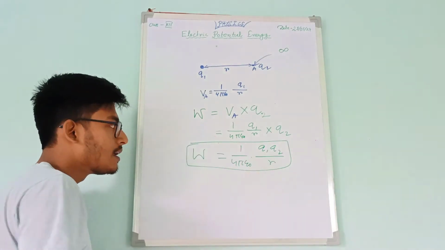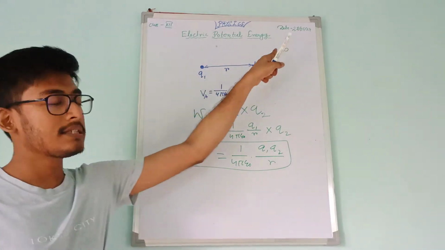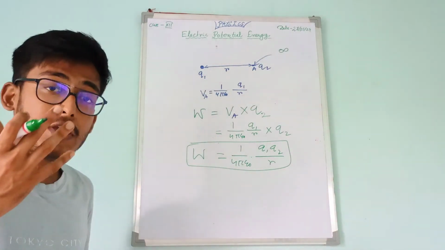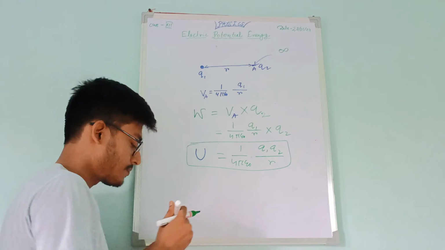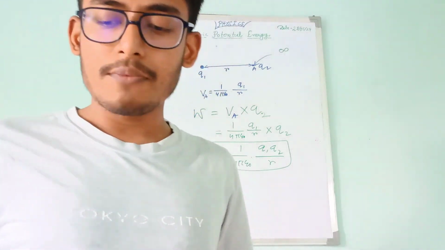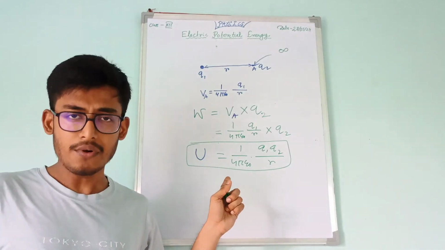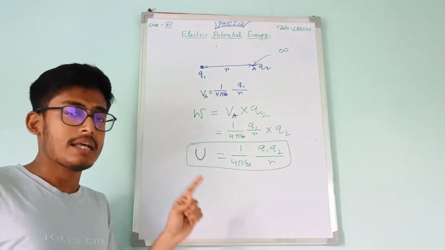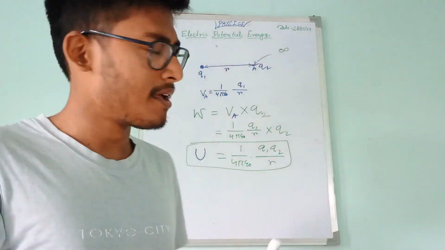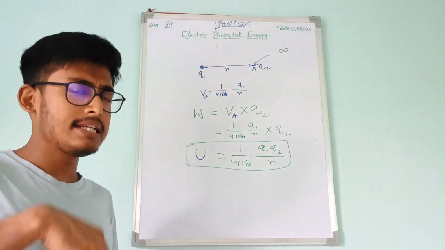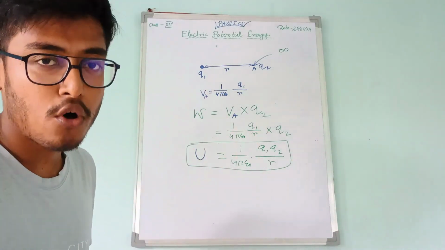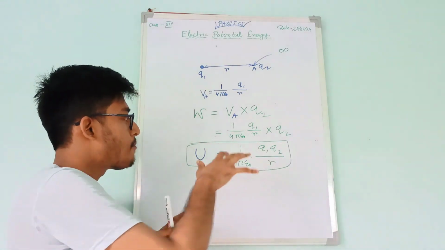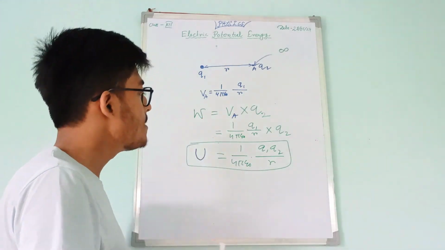This is the work done needed to bring the charge q2, and that is called the electric potential energy, and we define it as U, capital U. In physics, we define most potential energy as U, right? So that is why we are replacing W by U. It is the same thing, since potential energy is a form of work done. When you are doing work, that means there is potential energy at that point already stored, and the work is the output of that potential energy. So this is the formula of electric potential energy for a particular point.